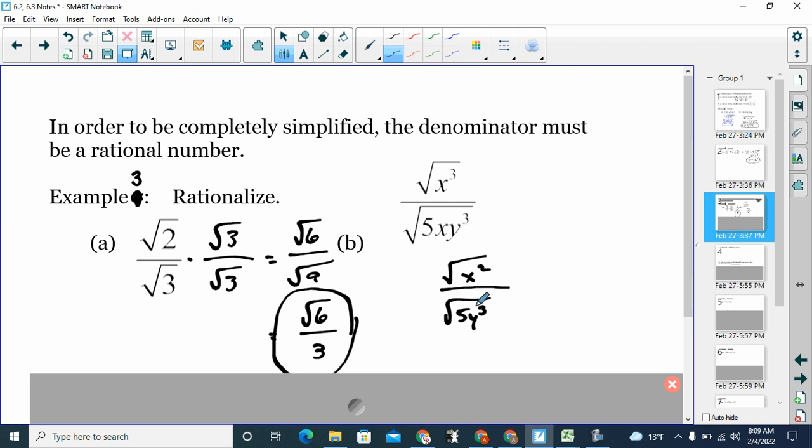I have a root on the bottom, so I need to rationalize. I need to multiply it by something so that the bottom comes out even. 5 times 5 will give me 25. Y cubed times y would give me y to the 4th. Y to the 4th is the smallest that I can make this so that it comes out even. If I multiply the bottom by root 5y, I have to multiply the top by the same thing.